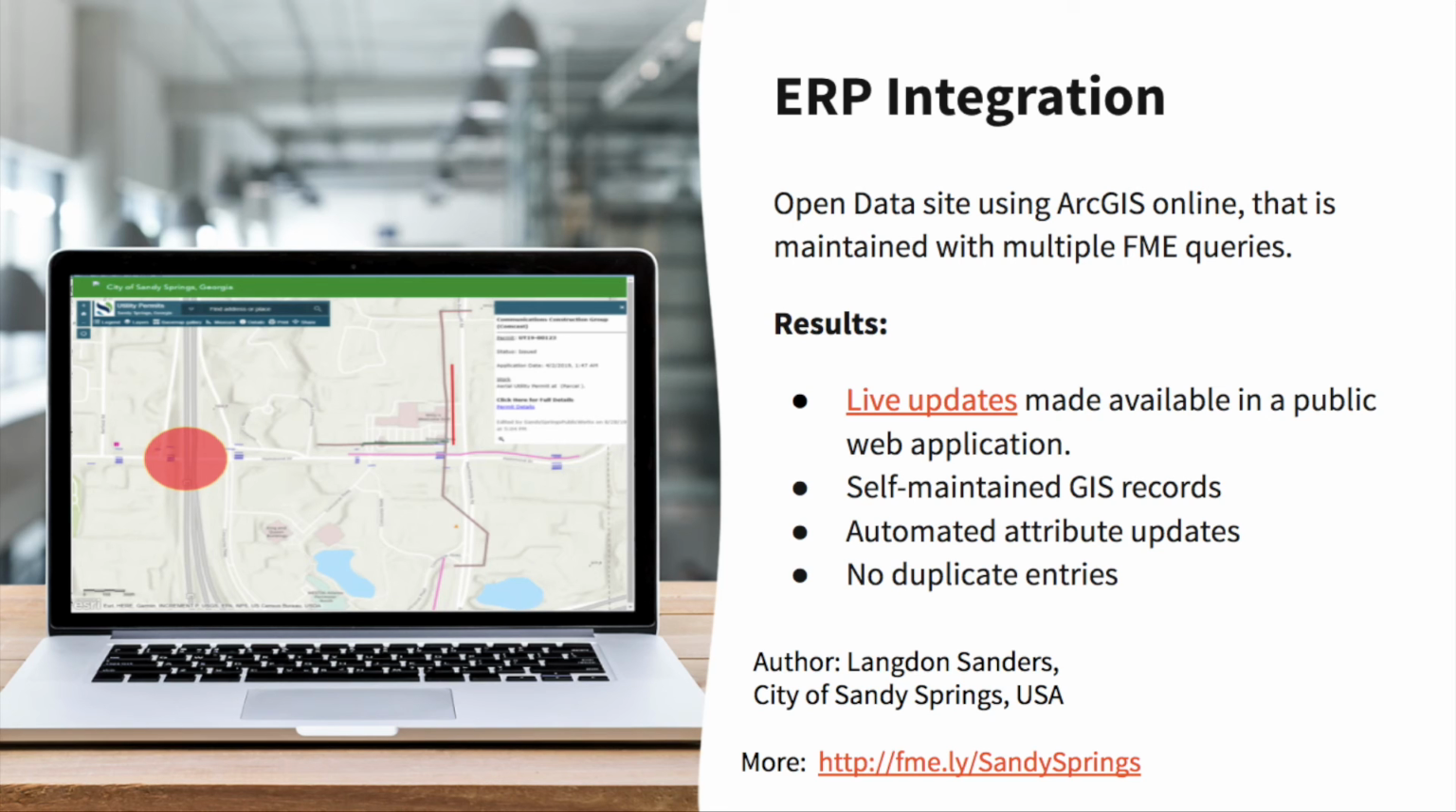This replaced a cumbersome process of manual exporting from the permit software, joining to the GIS, and overwriting processes, which resulted in delayed information and additional staff time. The final data is made available in a public web application of utility permits and released on the city's open data site. Now, the software involved in this project for them was their SQL Server database, as I mentioned, ArcGIS Online, ArcGIS Pro, FME, and Windows Task Scheduler.